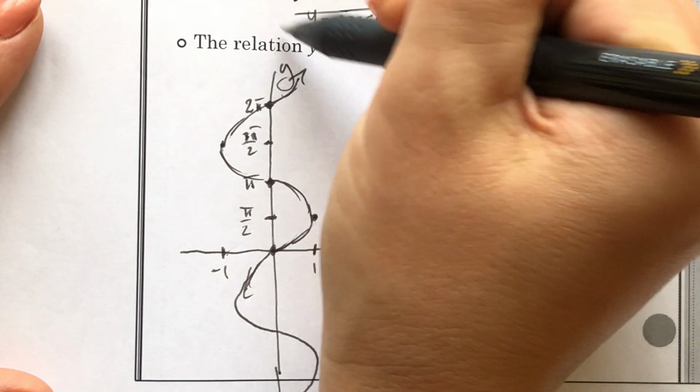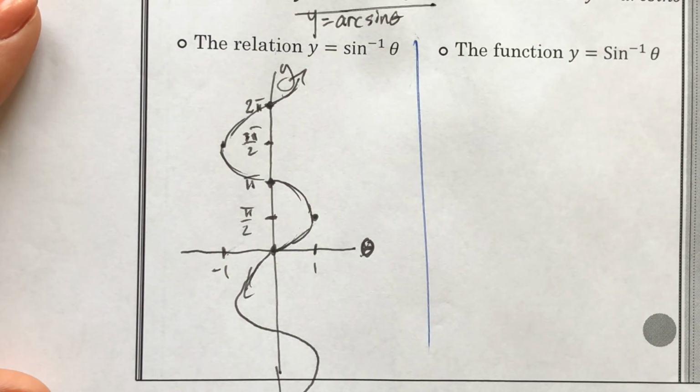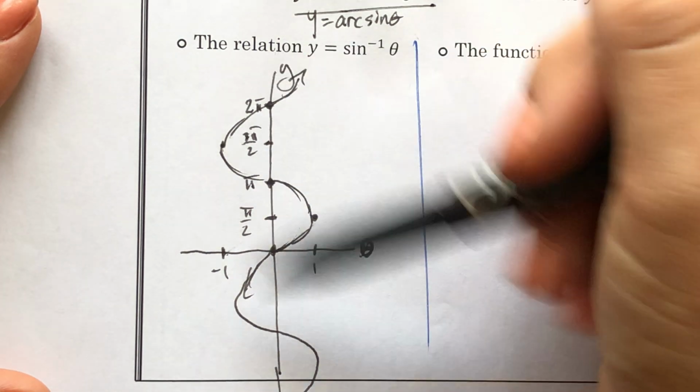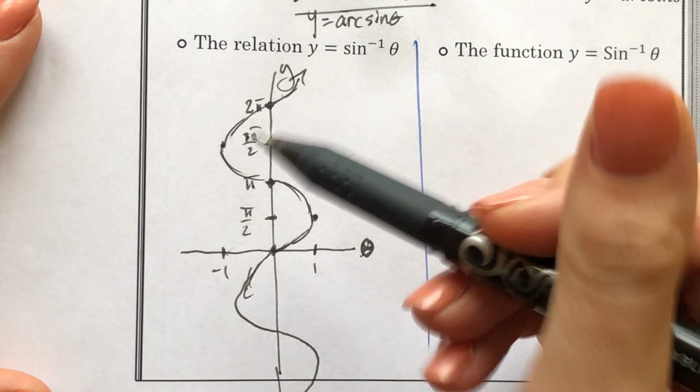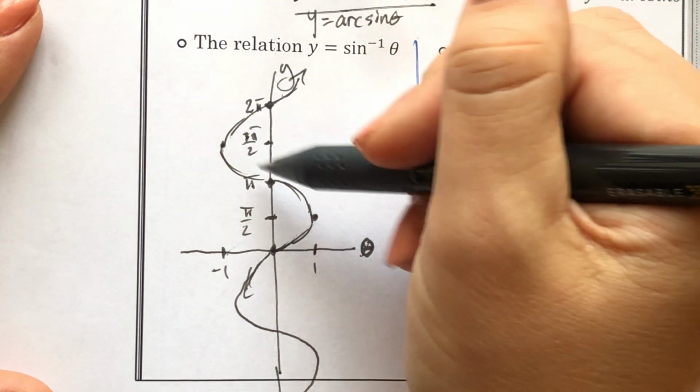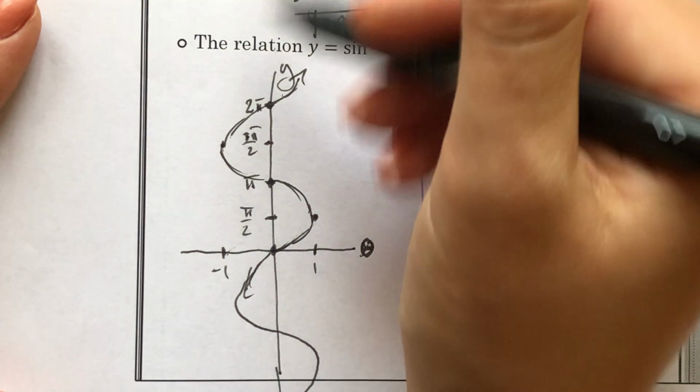So I use this word relation. Why did I use the word relation and not the word function here? Why did I use the word relation, not function? Yeah, so why I did that is because this is not a function, because every x value does have multiple y values. It actually has infinite amounts.